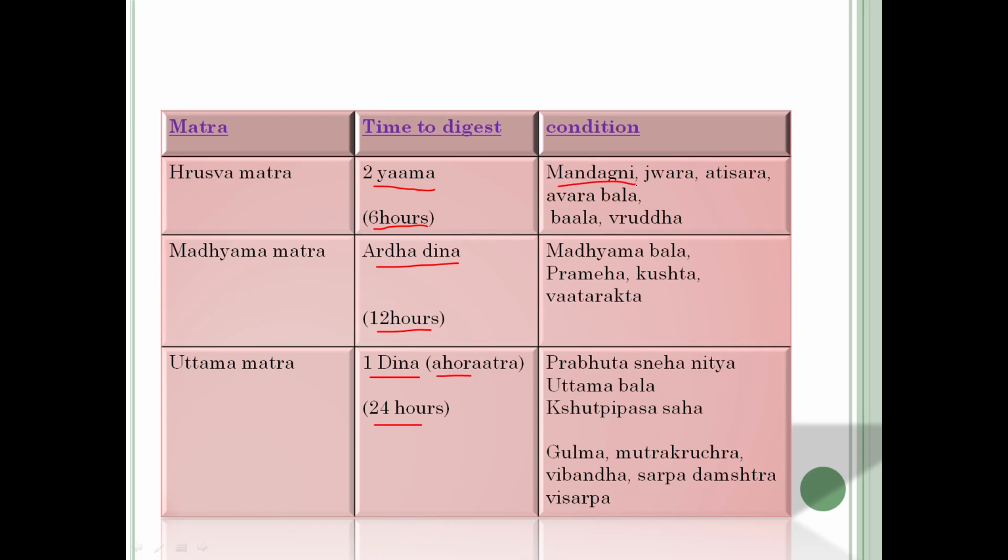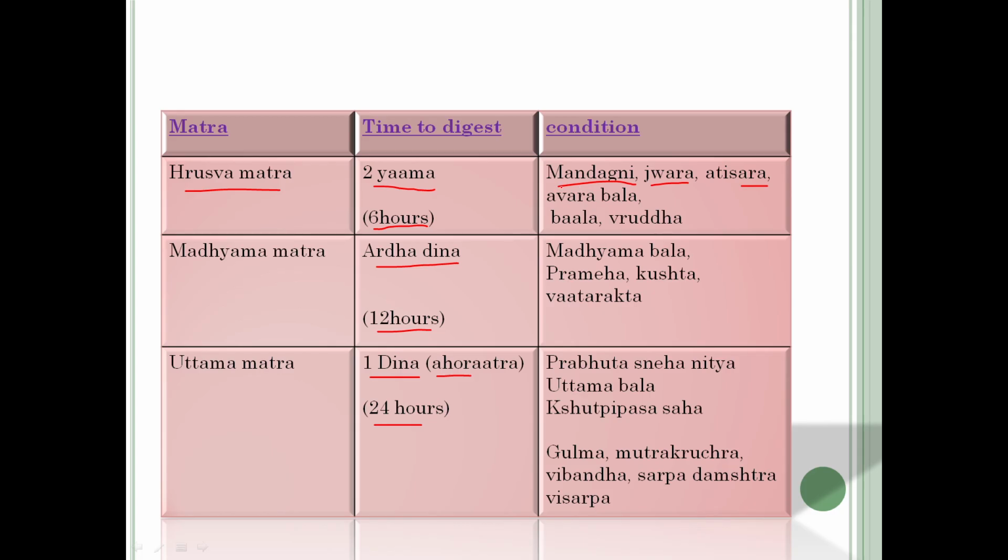You just remember, in Mandagni, Risva Matra is explained. Why? Risva Matra is very less Matra. Why it is explained is, in Mandagni, the person will not be able to digest more Sneha. So, in Mandagni, you are going to give Risva Matra. Just remember that due to Mandagni, there will be Jwara, and Atisara also caused due to Mandagni itself. So you can remember these conditions: Mandagni, Jwara, Atisara.